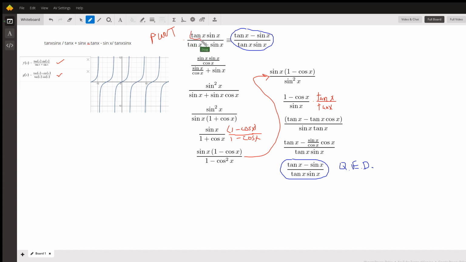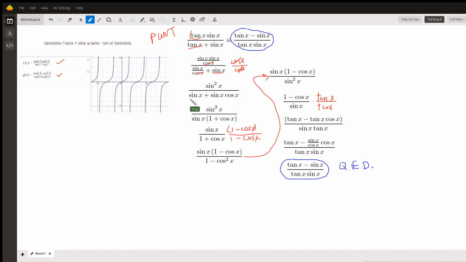I replaced this tangent of x with sine x over cosine of x, and this tangent of x with sine x over cosine x. And then I multiplied top and bottom of the big fraction by the cosine of x so that I didn't have a complex fraction anymore. So that led to these canceling out in the numerator, giving me sine squared. And in the denominator, when I take cosine of x times this term, the cosines canceled out, and I get just the sine of x plus sine x cosine x.